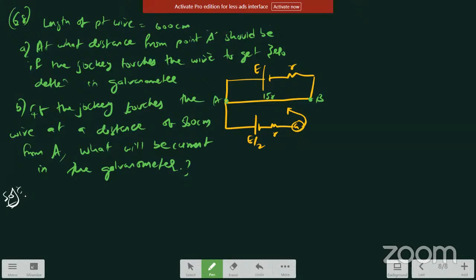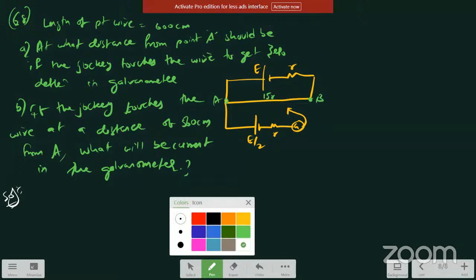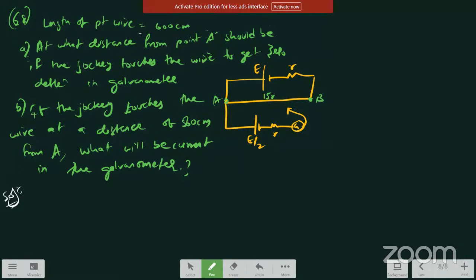The first part of the question can be easily solved, not at all difficult. The second part requires your attention. So shall I do this question? Okay, let me proceed. The length of the potentiometer wire is given. At what distance from point A should the jockey be if it balances the wire?